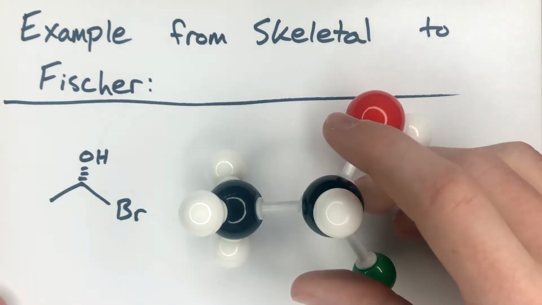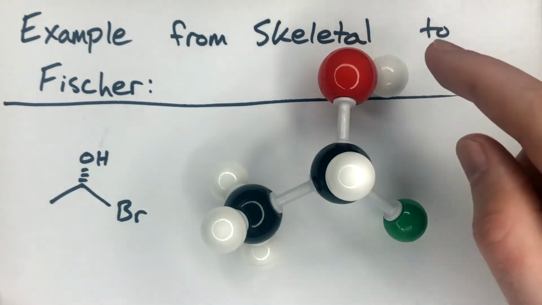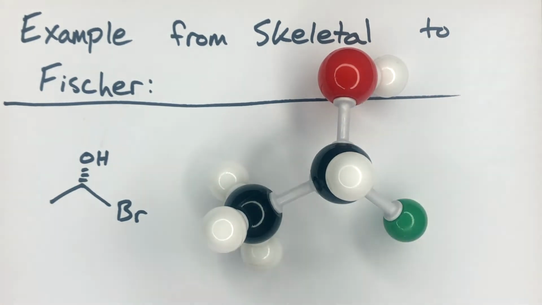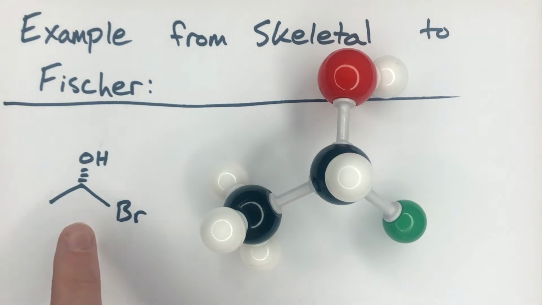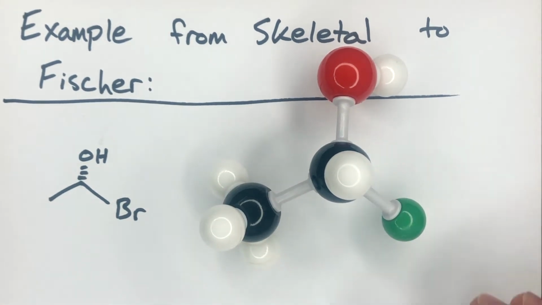So here we have it. Our OH is in the plane, and on this going up here, up and in the plane, that's here. There's this hydrogen that's not drawn. That is a wedge that's out of the plane. This bromine is in the plane, down and to the right. That's the green atom here. And the methyl group is now to the left and in the plane.